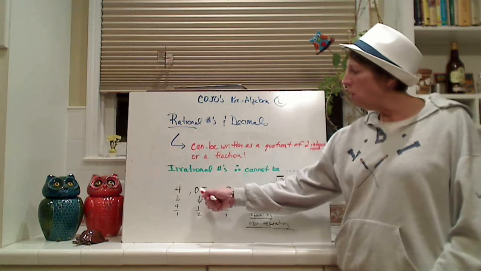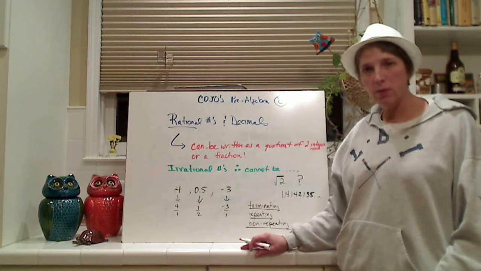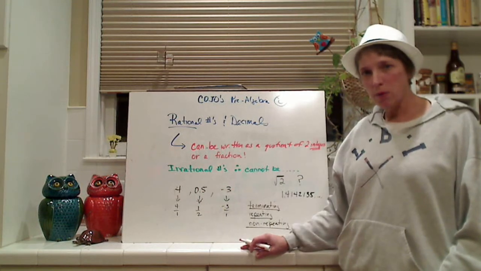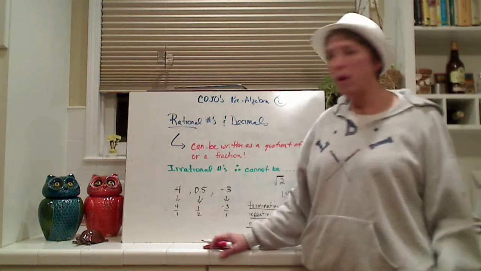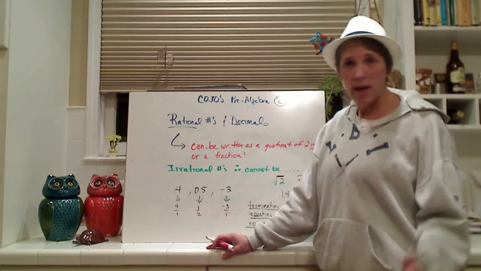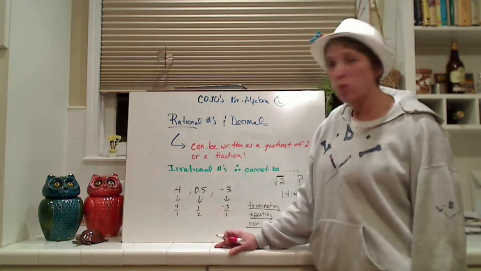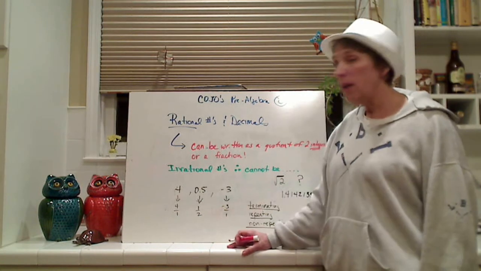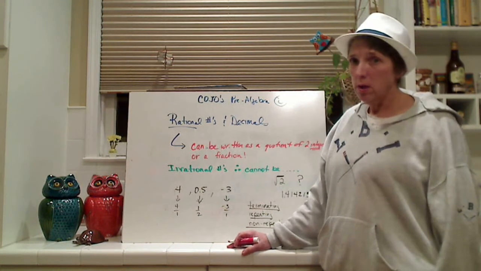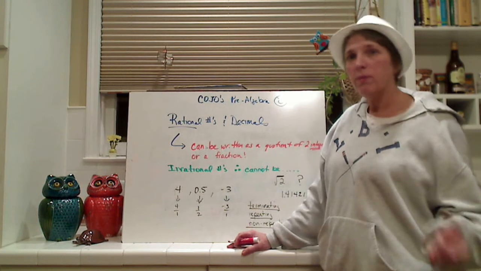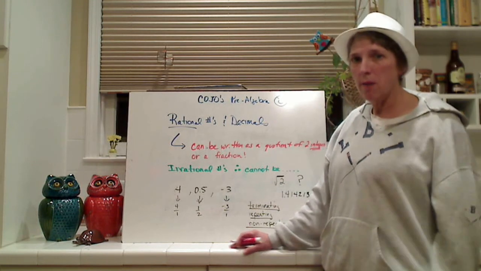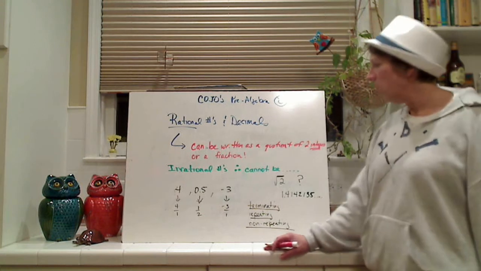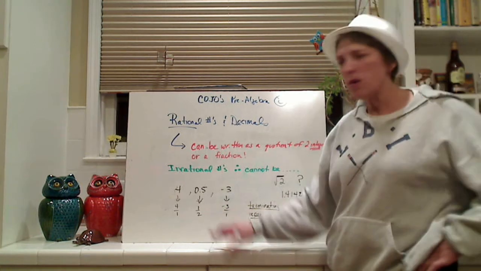I have 4, 0.5, and -3. Those are all rational numbers because they can be written as fractions. We can write 4 as 4 over 1, or 40 over 10. 0.5 is 1/2. And -3 is -3 over 1, or -6 over 2. But the negative has to be in the numerator or out front for a fraction. It can't be in the denominator, remember. Okay. But now those are all rational numbers.